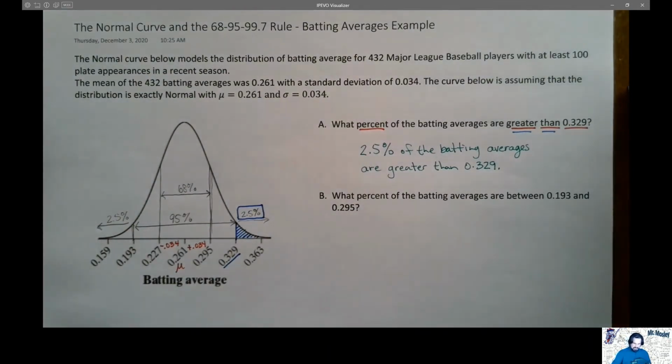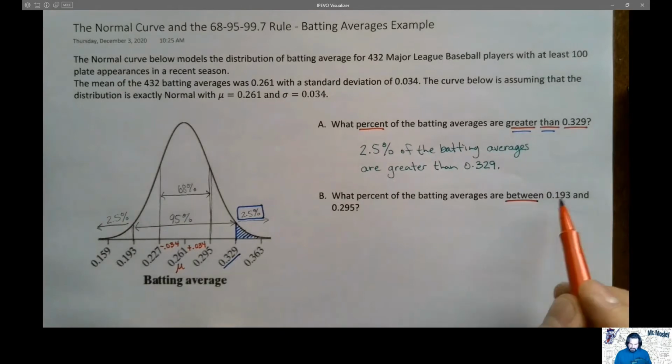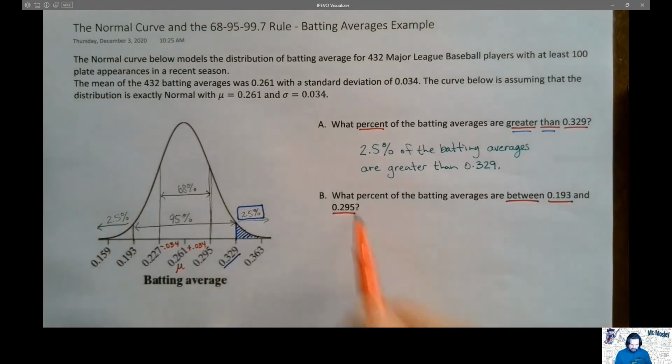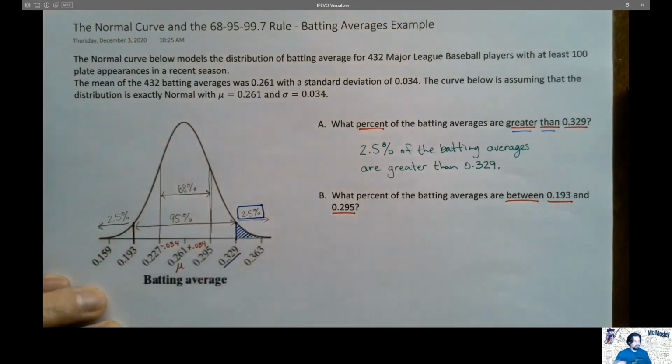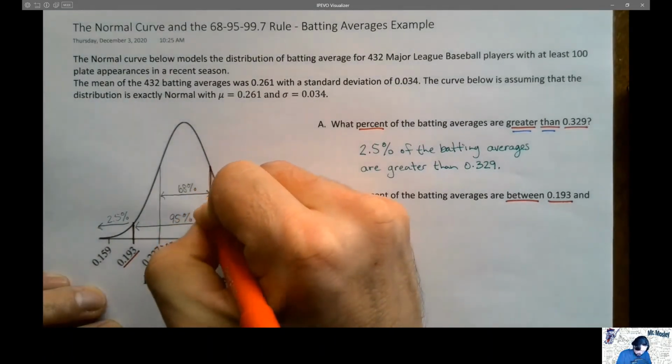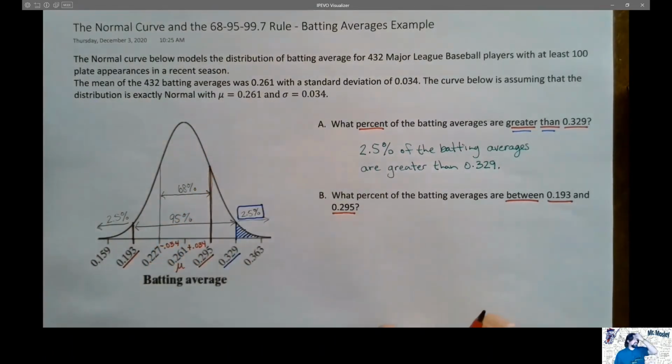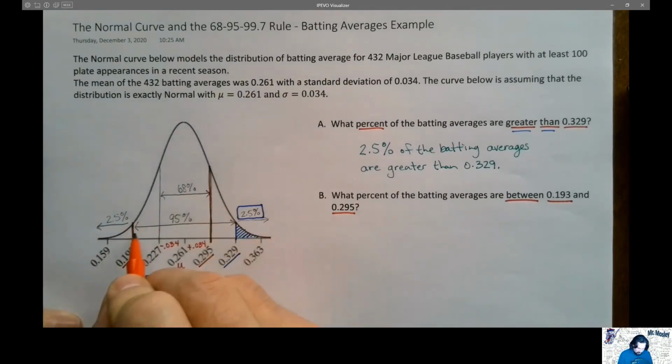Now, question B. What percent of batting averages are between 0.193 and 0.295? Now we need to find these again on our graph. 0.193 is right here. It's good, it's one of our standard deviations. And 0.295 is right here, and it's one of our standard deviations. Once again, this is good news. We can use what we know. So we're going between these two, between here and here.